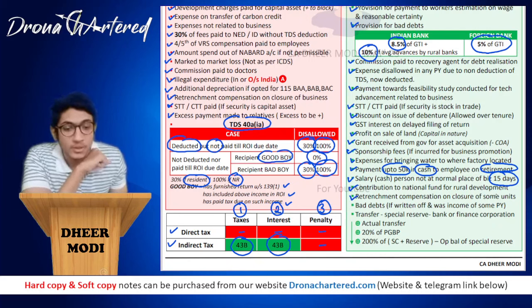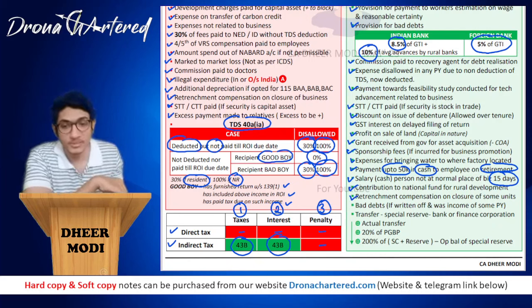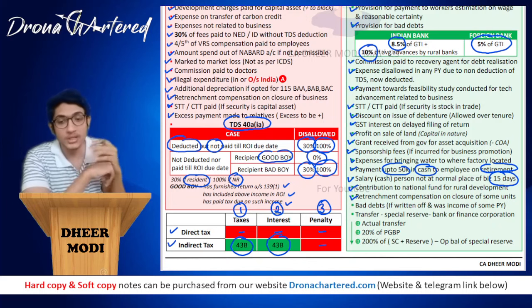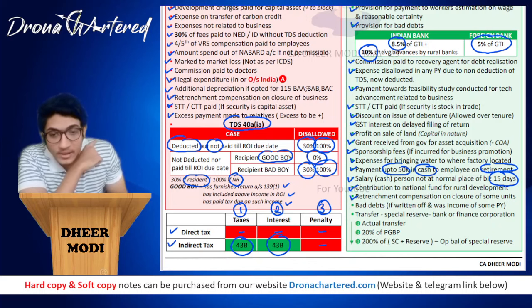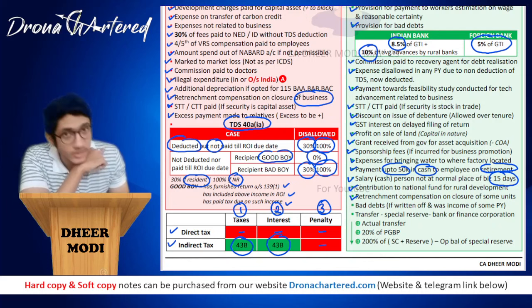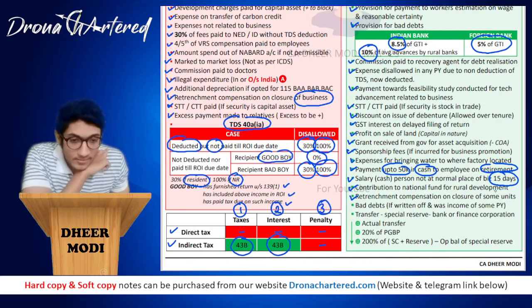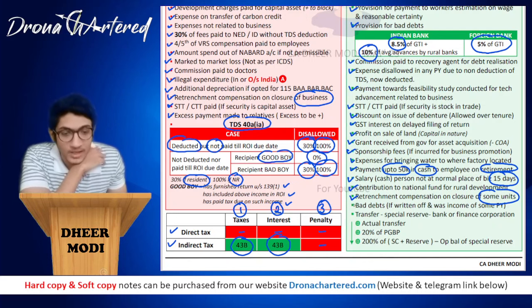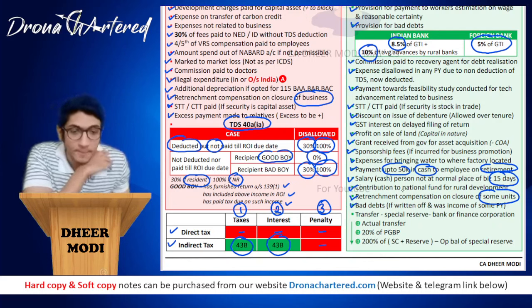Retrenchment compensation on closure of some units. Retrenchment compensation, if the units are being shut down, then it is allowed. But if the whole business is shut down over here, as we had studied, if the whole business is shut down, it is not allowed. But if some units are shut down, then your deduction will be allowed. Next is your bad debts.